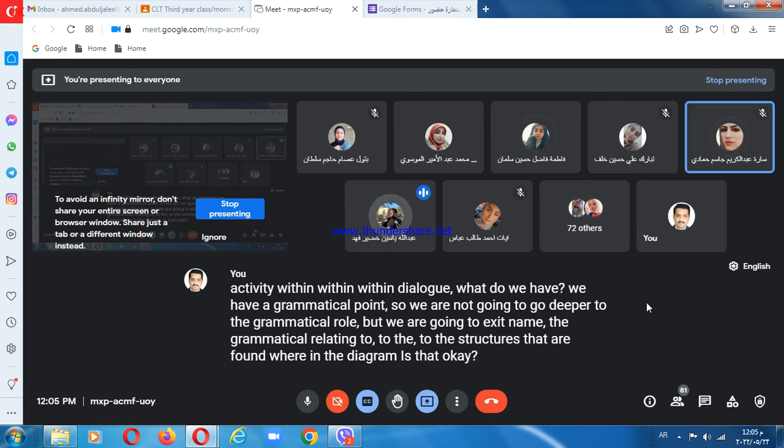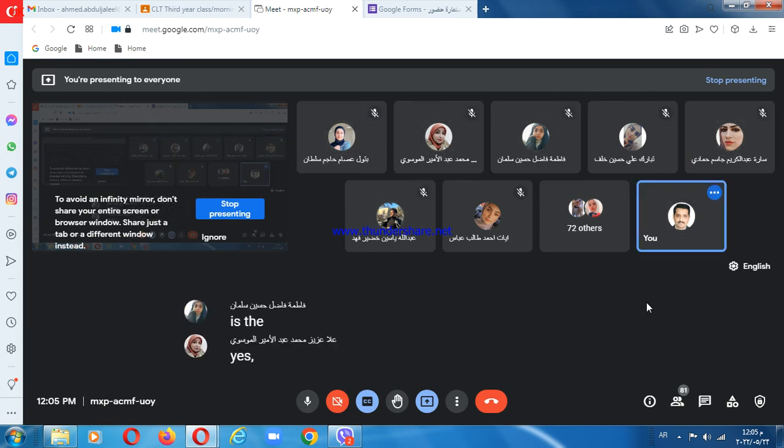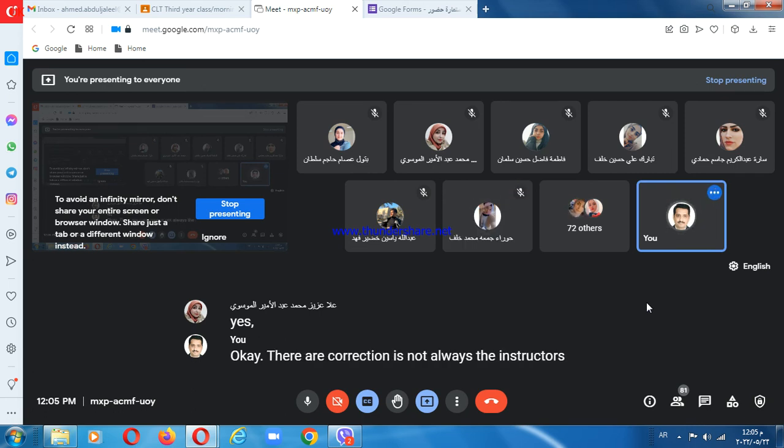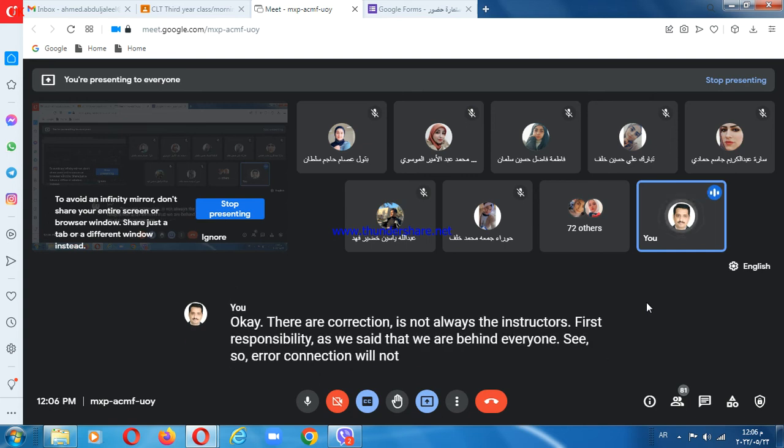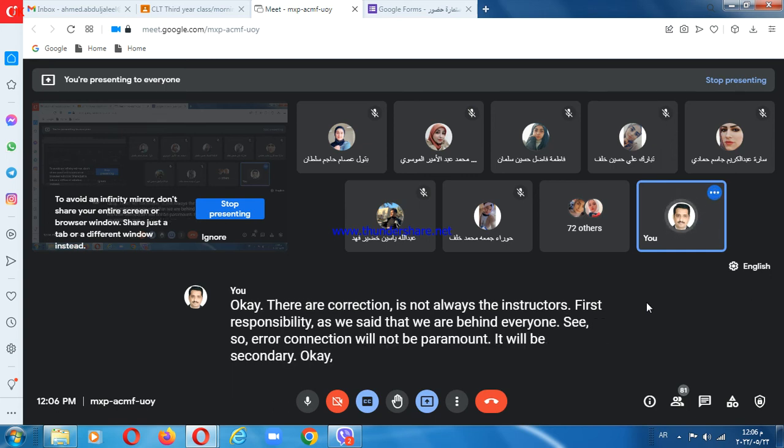Yes, yes. Okay. Error correction is not always the instructor's first responsibility. As we said that we are behind fluency, so error correction will not be paramount. It will be secondary. Okay, let us consider what is overt grammar instruction.